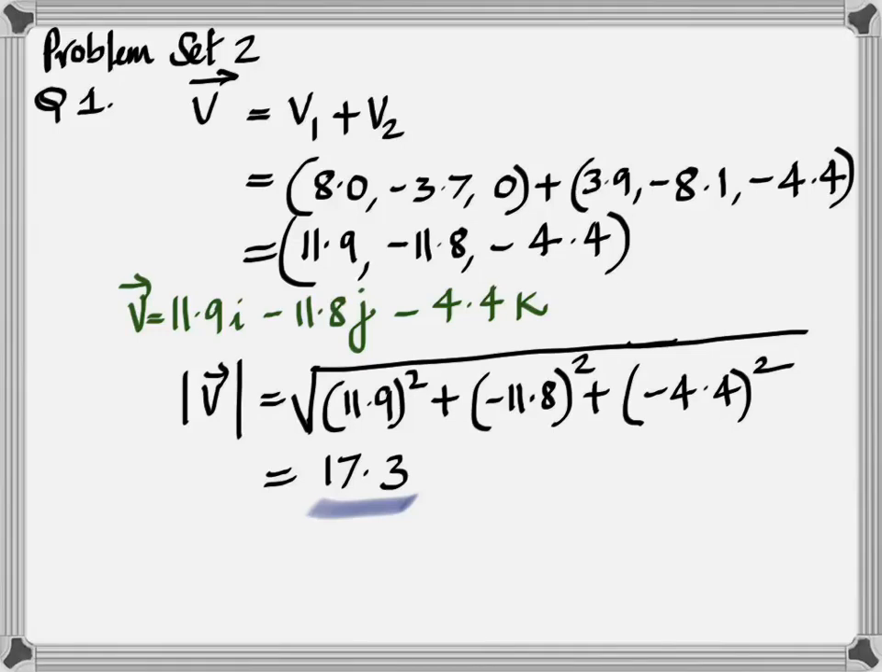So you add the x, the y, and the z's. That's what you get. And then to find the magnitude of the vector, square them up, add them, take the square root.